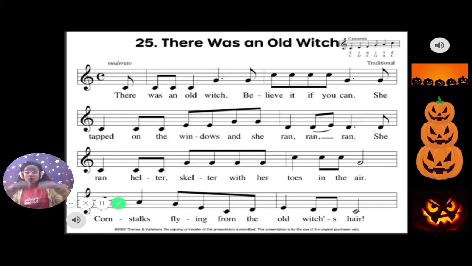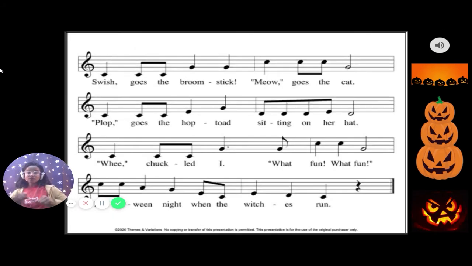There was an old witch, believe it if you can. She tapped on the windows and she ran, ran, ran. She ran helter-skelter with her toes in the air. Cornstalks flying from the old witch's hair. Swish goes the broomstick, meow goes the cat. Plop goes the hobtoad sitting on her hat. We chuckled, what fun, what fun. Halloween night when the witches run.